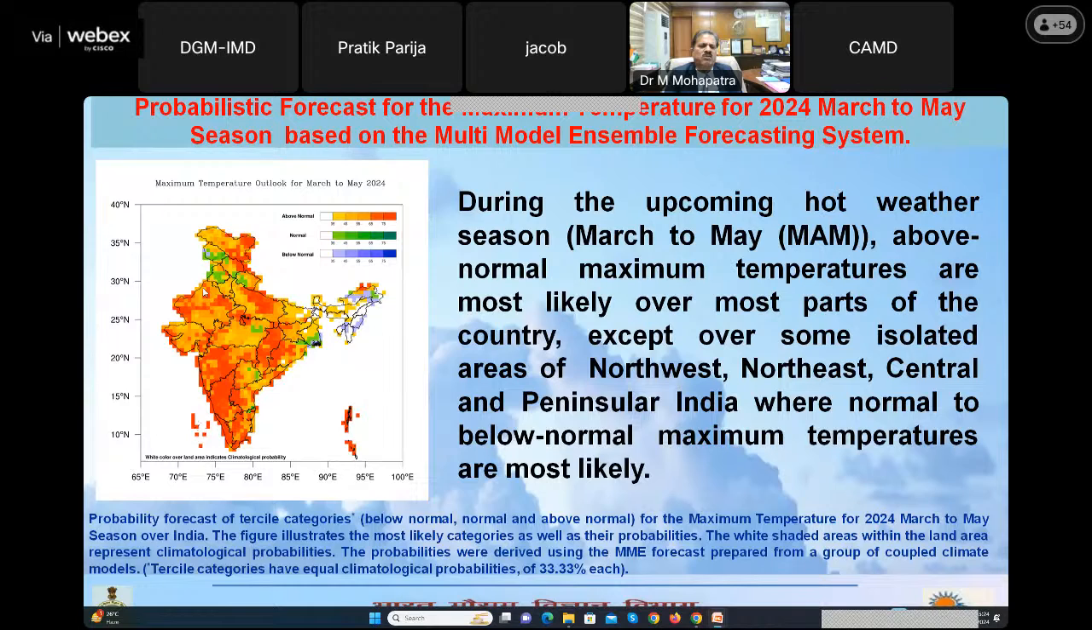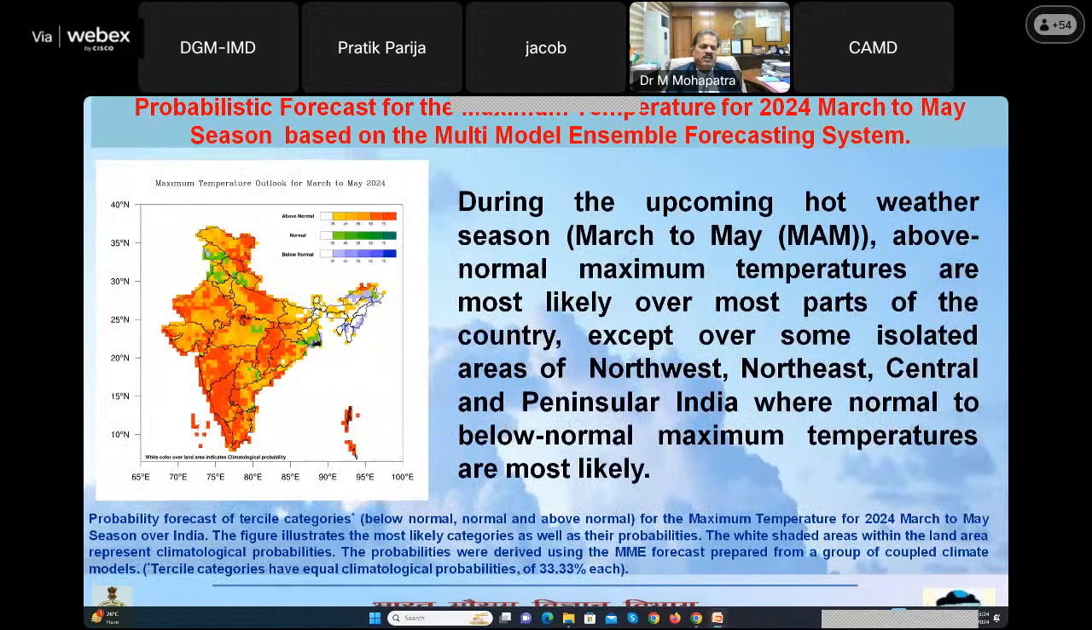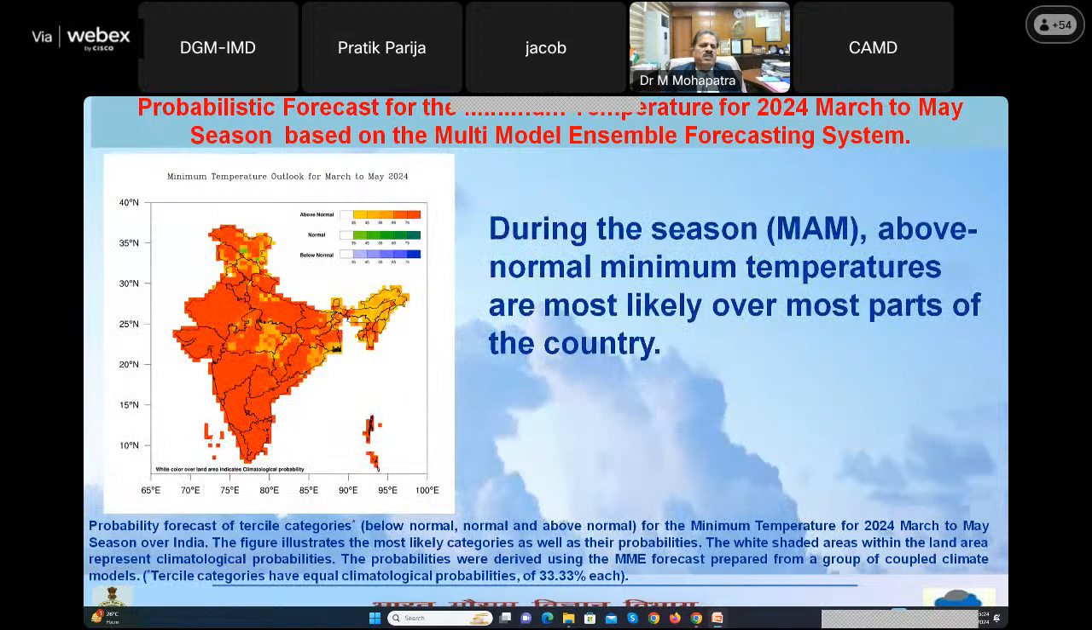Whereas in some parts of northwest India, some parts of eastern India and northeastern states, there is possibility of normal to below normal maximum temperature activity. This is the maximum temperature. Now let us look at the minimum temperature. If you look at the minimum temperature for March to May, it is showing above normal minimum temperature over most parts of the country.